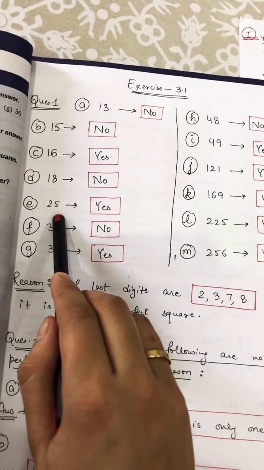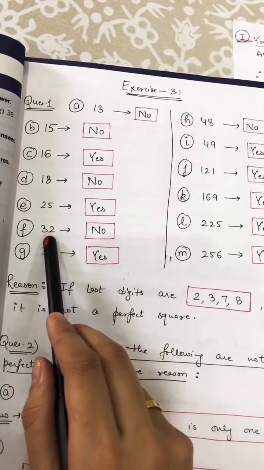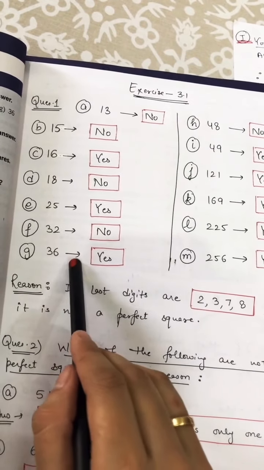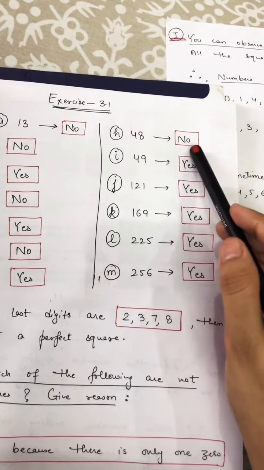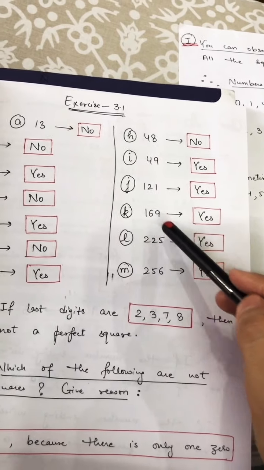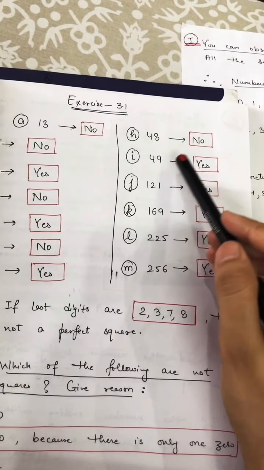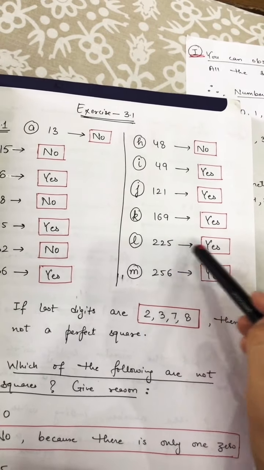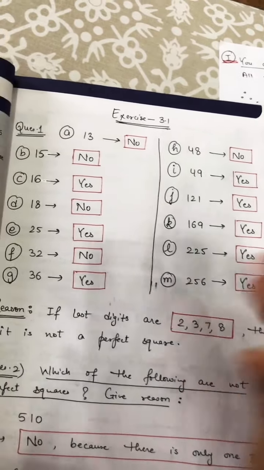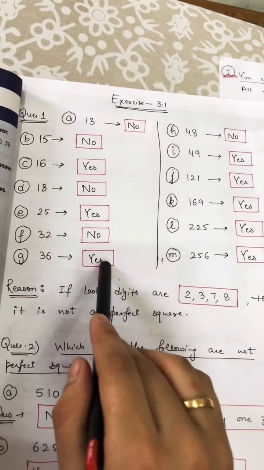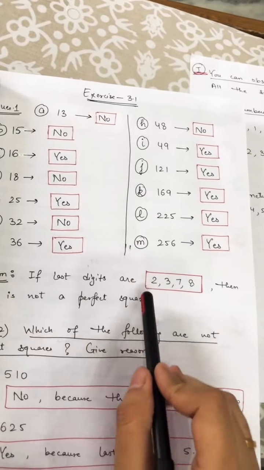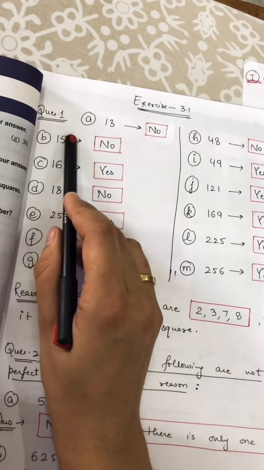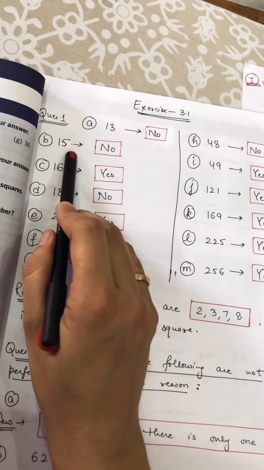32, last digit is 2, so it is not a perfect square. 36, yes. 48, no, check the last digit, 8, no. 9, yes. 1, yes. 9, yes. 5, yes. 6, yes. In all these questions you have to implement this rule. Only in this B part you have to check that 15 is not a perfect square.